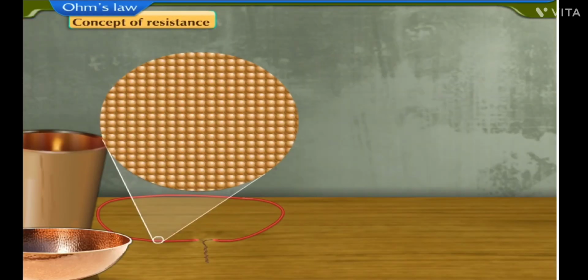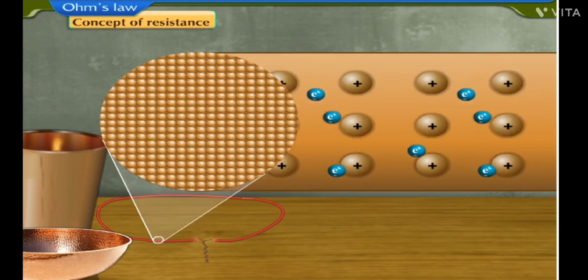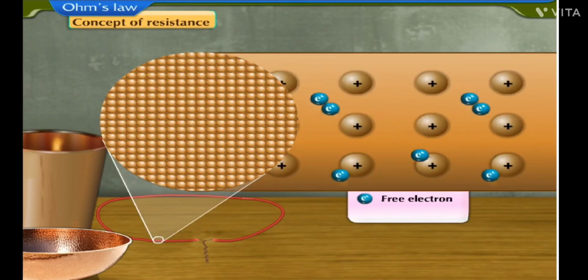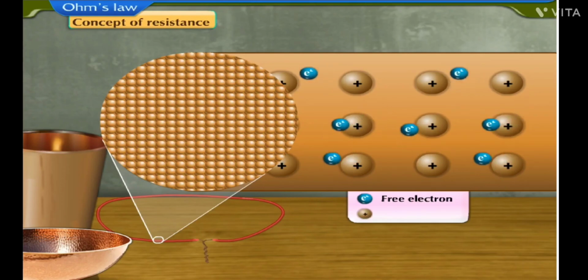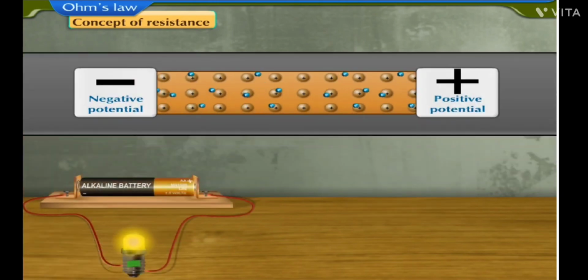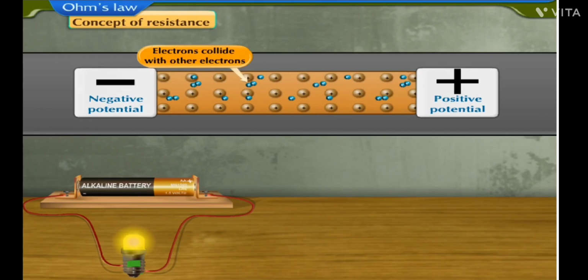Concept of resistance. We have seen that in metals, atoms are closely spaced. The free electrons in the metal move inside the metal in random directions, while the positively charged atoms, that is, the positive ions, are fixed at the atom sites. When some potential difference is maintained across the metallic conductor, these electrons get accelerated towards the positive potential. The electrons move with some drift velocity. While in the course of their journey, these electrons collide with other electrons and positive ions.